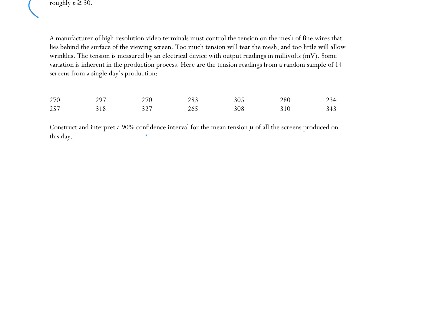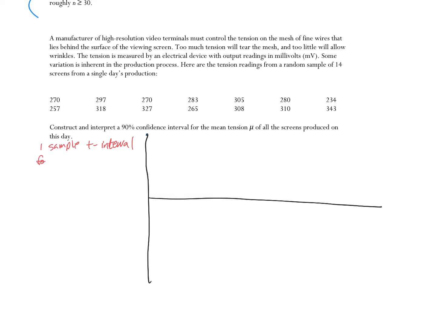So let's maybe just do that first box of this. Is that cool? All right, so we are going to do a 1 sample T interval for mu. And mu is equal to the true mean screen tension.